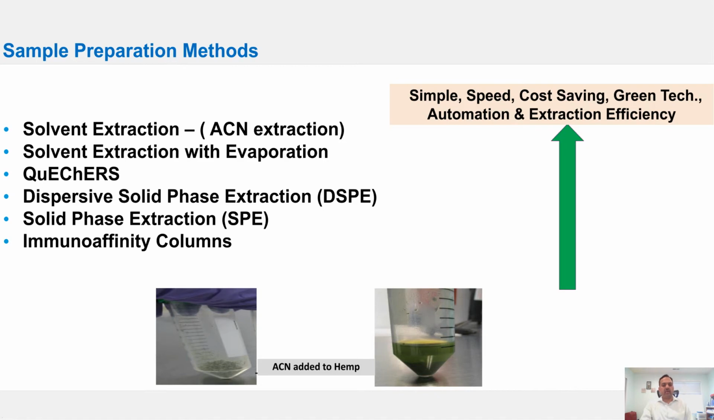So when we looked at all these different sample preparation methods, only simple solvent extraction with ACN extraction met this criteria for sample preparation method to be simple, faster, cheaper, greener, and can be automated with good extraction efficiency. And that's the reason we chose this simple sample preparation method as solvent extraction in our method.